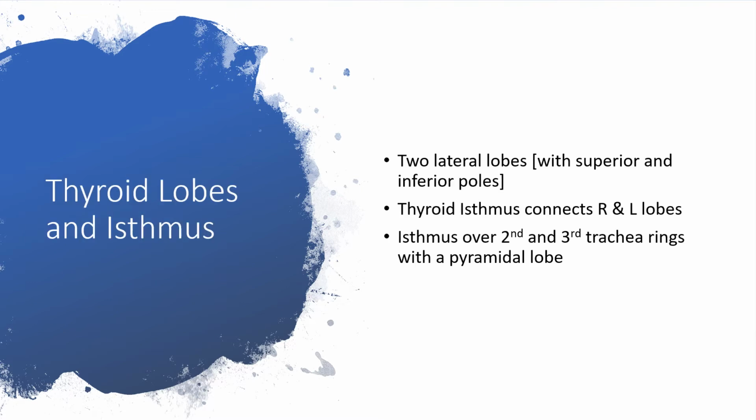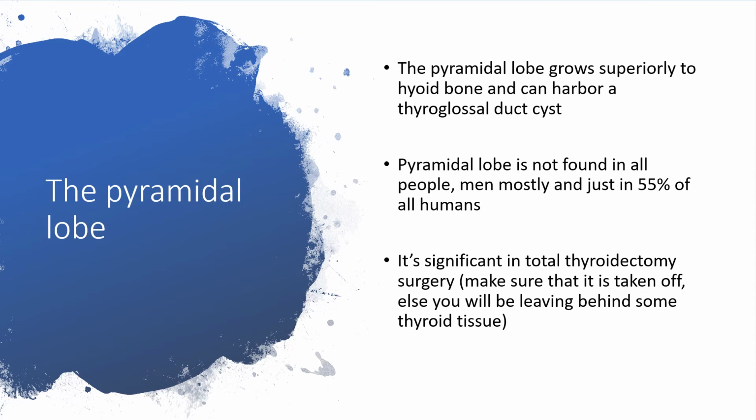Thyroid lobes and isthmus. There are two lateral lobes with superior and inferior poles. The two lateral lobes are not completely apart because they are connected by the thyroid isthmus. The isthmus covers between the second and third tracheal rings, with a pyramidal lobe. The pyramidal lobe grows superiorly towards the hyoid bone and can harbor a thyroglossal duct cyst.